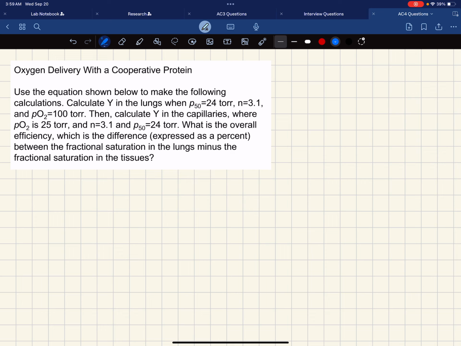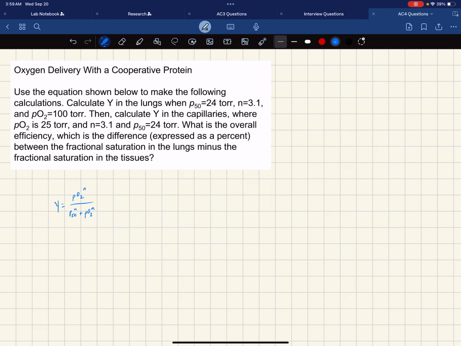So for the cooperative protein question, we're given the equation Y, fractional saturation, equal to the partial pressure of O2 in whatever place we're dealing with to the nth, where n is a measure of cooperativity, over P50 to the n, where P50 is the half saturation point, the partial pressure at which the protein is half saturated with ligand, plus the partial pressure of O2 again.